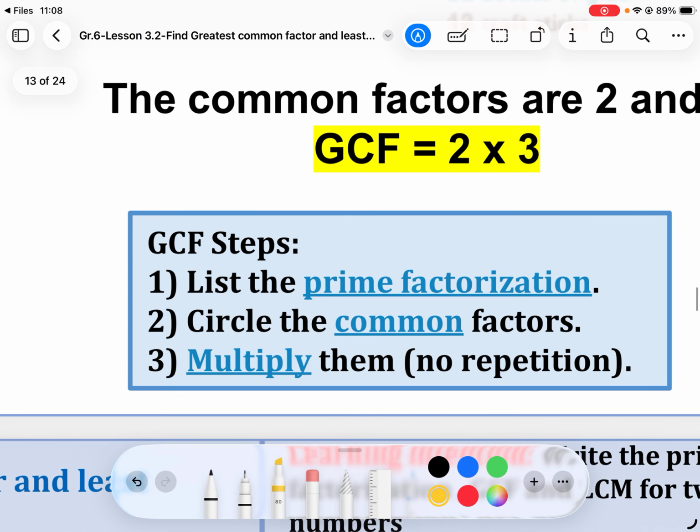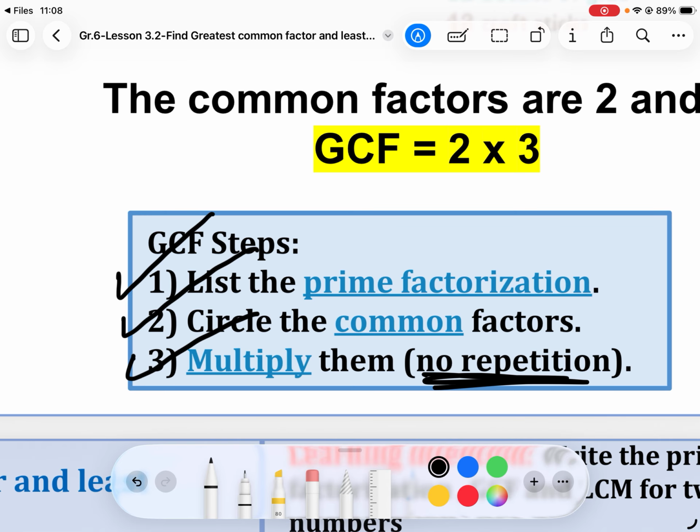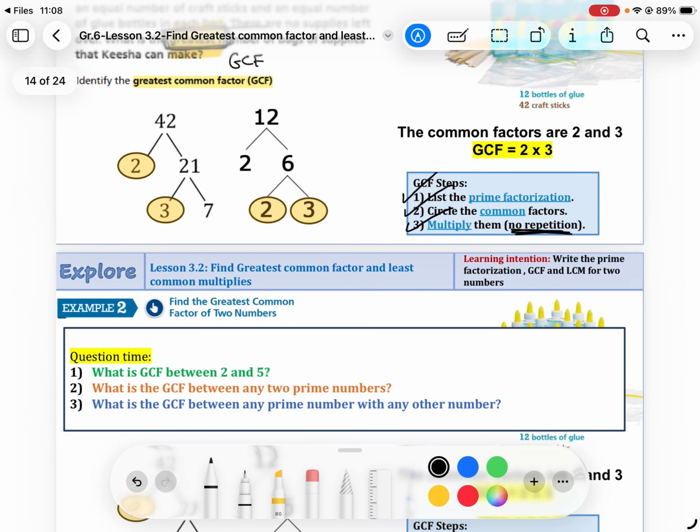These are the steps to find the GCF. List the prime factorization, circle the common, multiply. Remember, don't repeat. You just take one of each pair. Do not take both of them.